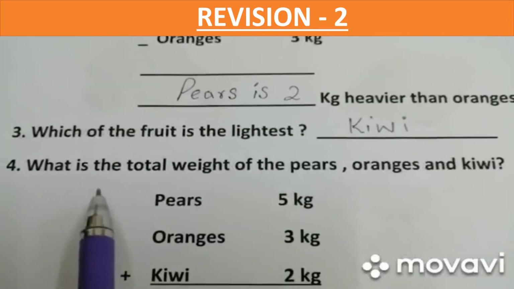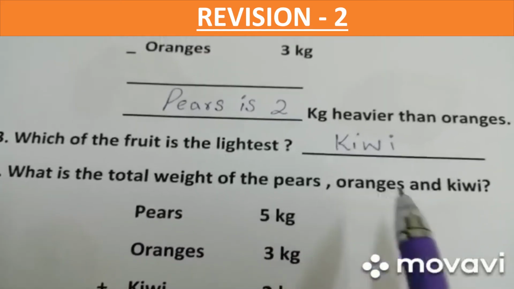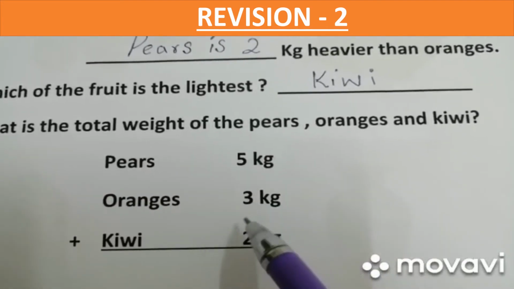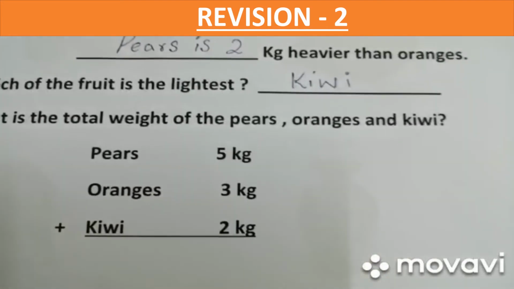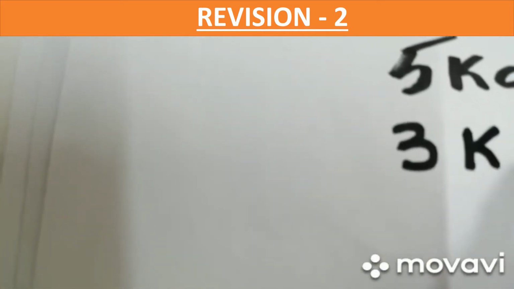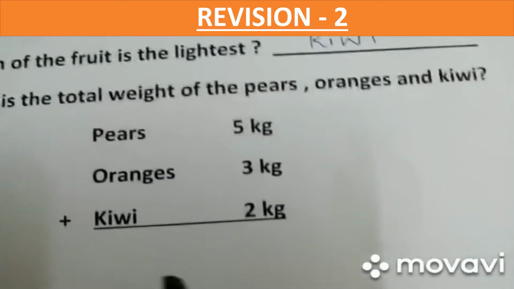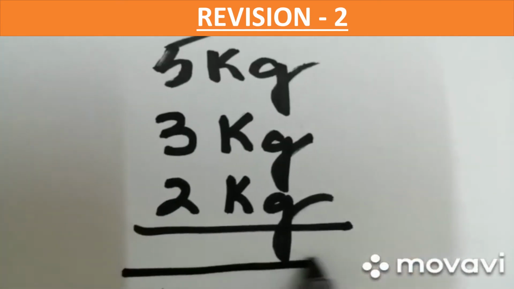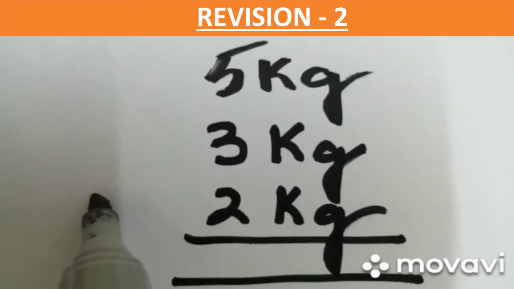Now let's do another one. What is the total weight of the pears, oranges and kiwi? Now see, there are 3 fruits here. You have to say what is the total weight of these 3. Let's do it here. So pears is how much? 5 kg. We will write here 5 kg. Now another one. Oranges are 3 kg. 3 kg oranges. And kiwi is how much? 2 kg. So when we are finding the total, what are we doing?